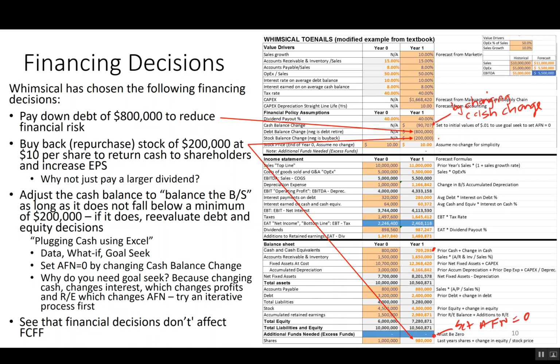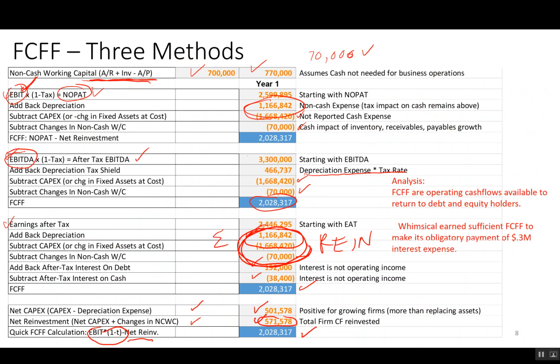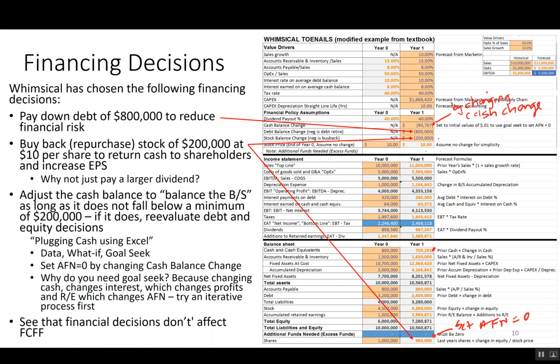The firm is generating, we said, $2 million in free cash flows. Now, you're going to work closely with the senior management of the firm and try to figure out what you would like to do with that $2 million in cash. I could pay it all as a dividend. I could use it to pay down debt. I could just add it to cash and get more interest in the future. So they've decided to make these financial decisions.